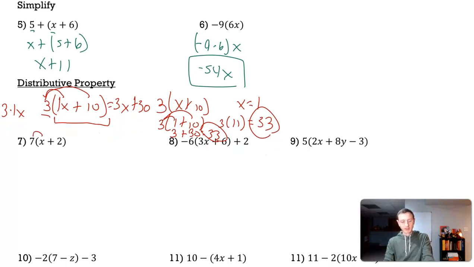And number 7, 7 times x, 7 times 2. So 7 times 1x, when we're multiplying, we just multiply the coefficients. So 7 times 1. 7 times 1 is 7, so that's going to be 7x. Plus 7 times 2 is 14. So 7x plus 14.